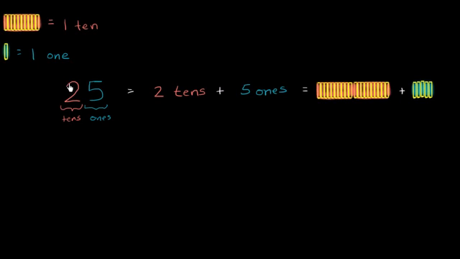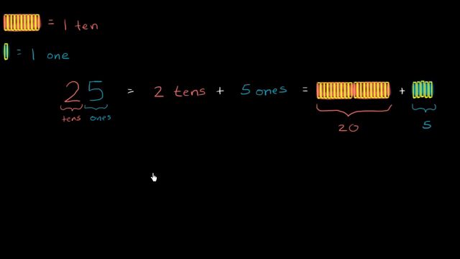This 2 is in the tens place. The 5 is in the ones place. So 2 tens plus 5 ones. So you could view this as 2 groups of 10 plus 5 ones right over here. And what is this going to be the same thing as? Well, 2 groups of 10, this is the same thing as 20. And this over here is equal to 5.